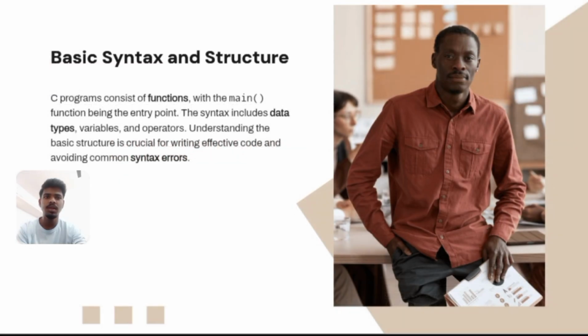Basic syntax and structure. A C program consists of functions, with the main function shown in curly brackets. The main function is the entry point. The syntax includes data types, variables, and operators. Understanding the basic structure is key to writing effective code and avoiding common syntax errors.